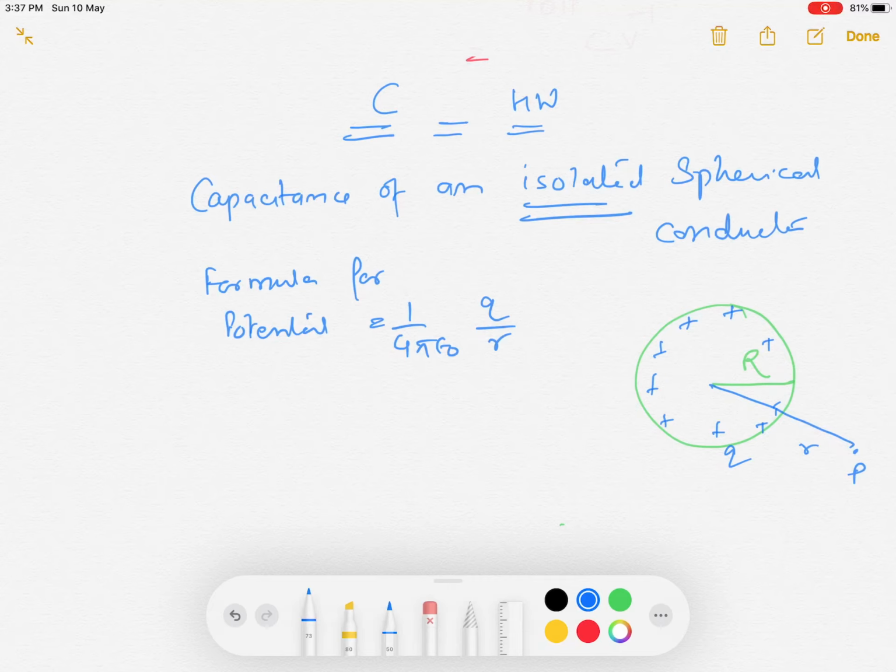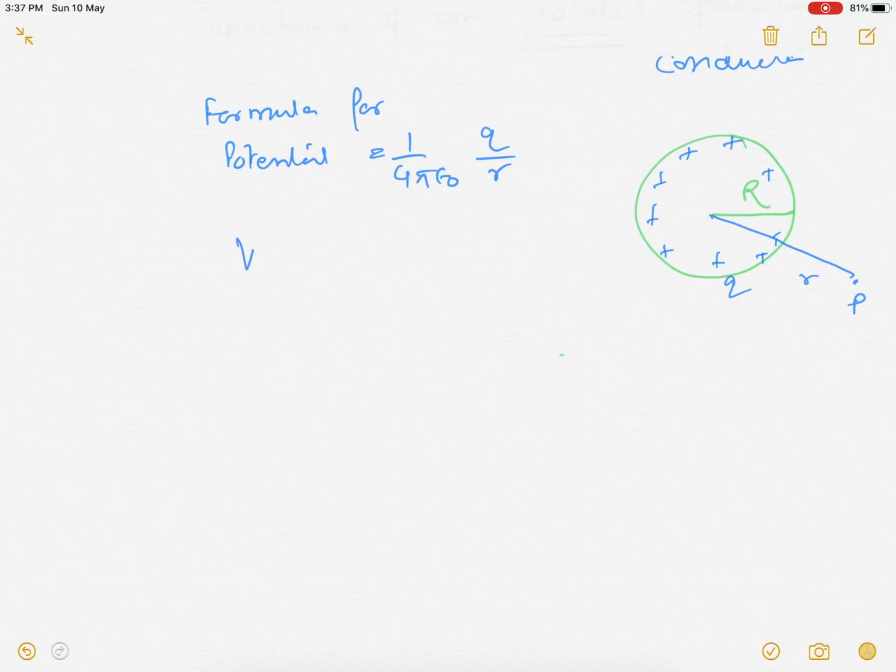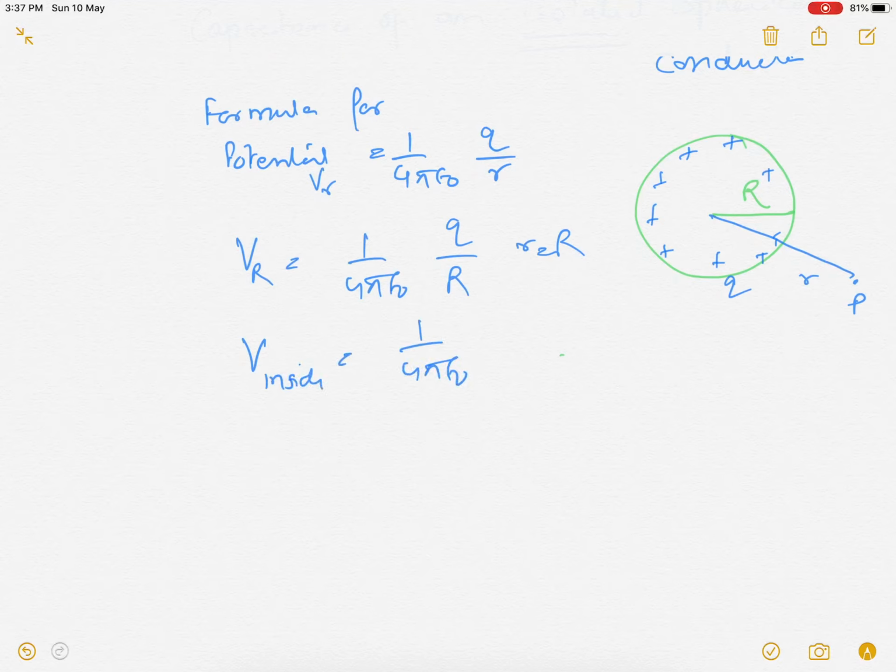Total charge is q only. So when we have to find out potential at the surface, this was potential at point r. At the surface means at radius r, when r is equal to capital R, the formula becomes 1 upon 4 pi epsilon 0 q by R. Now potential inside the shell is also the same. Potential inside the spherical shell and potential on the spherical shell is the same. It will be 1 upon 4 pi epsilon 0 q by capital R, the radius.